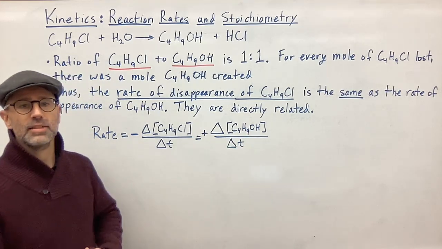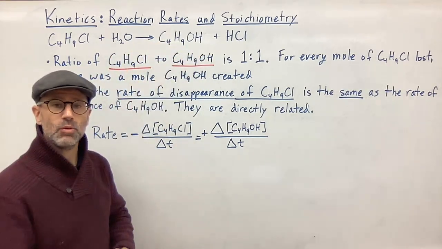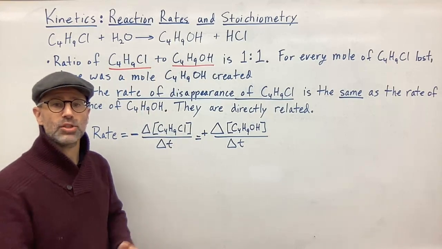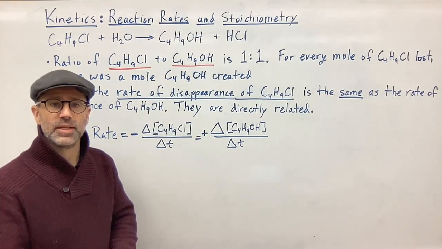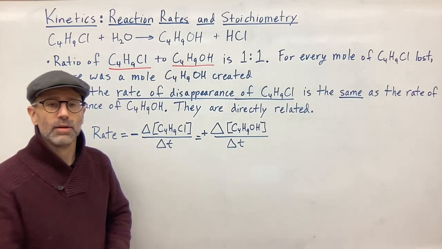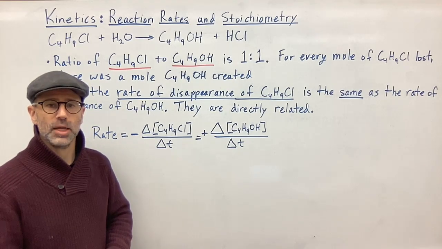But then the question is, what if the coefficients are not 1 to 1? What if the ratio is like 1 to 2 or 3 to 6 or 2 to 5 or something like that? How do we do it then? Well, stay tuned and I will start on that right this minute.